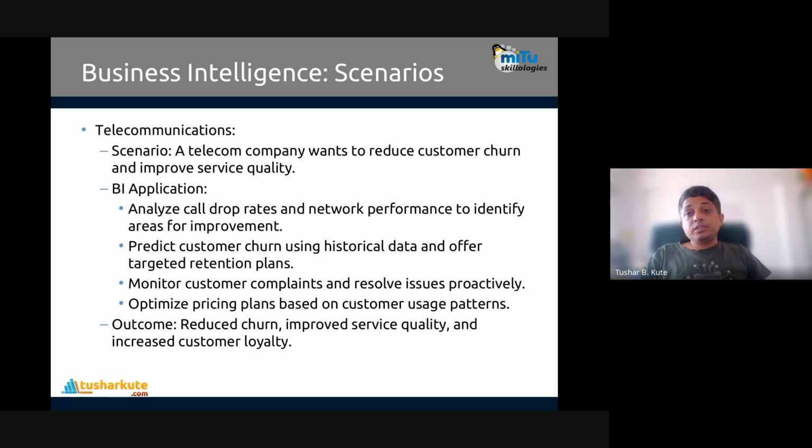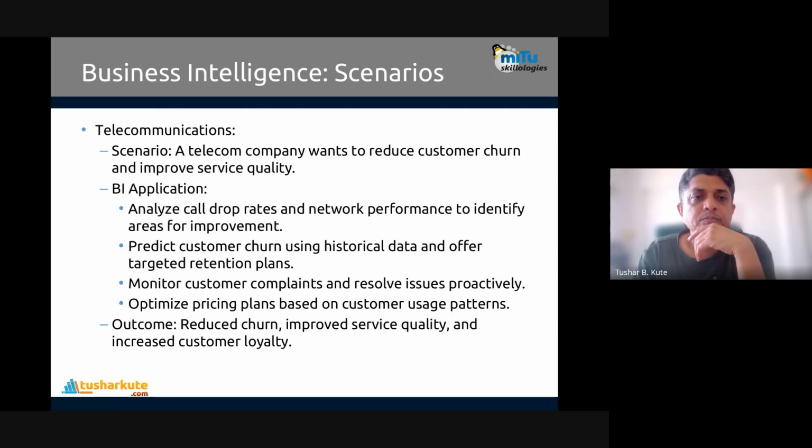Now, how can we accomplish this work with BI? So first thing is analyze call drop rates. What are the reasons for customer churn that can be analyzed with the BI tools? Analyze the call drop rates and network performance to identify areas of improvement. Why is the call drop rate very high? Where is it high? That can be analyzed by BI tools. Then we can predict the customer churn using historical data and offer targeted retention plans to them. Yes, so this is an ideal and suitable example in machine learning also to check the customer churn.